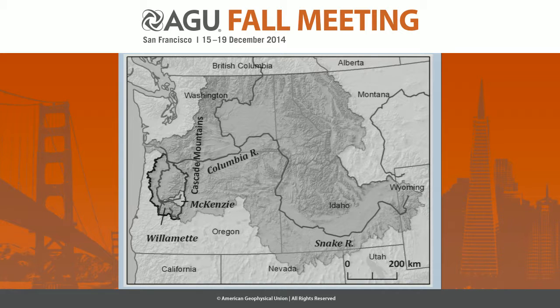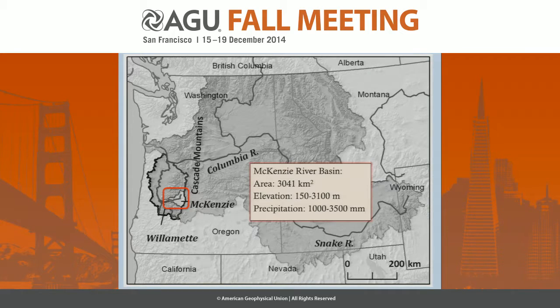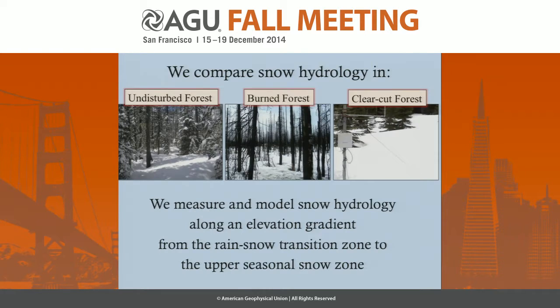Our study area is, broadly speaking, the Columbia River Basin, but in this particular talk, I'm speaking about a smaller basin, 3,000 square kilometers, the Mackenzie River Basin, which has a wide elevation range and a lot of precipitation. At the low elevations, we have rain, and at the high, we have snow. We're looking at 3 different types of landscape. In some of these places, at some elevations, we're modeling all 3. In some of the places, we're not measuring them at all because we don't have burns at the low elevation. But we're looking at undisturbed forest, burned forest, and clear cut.